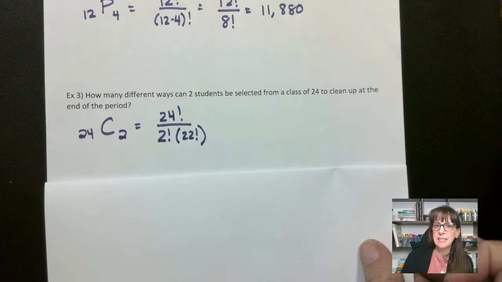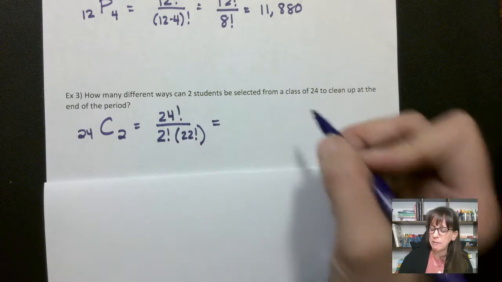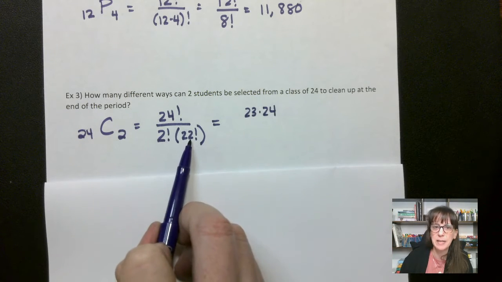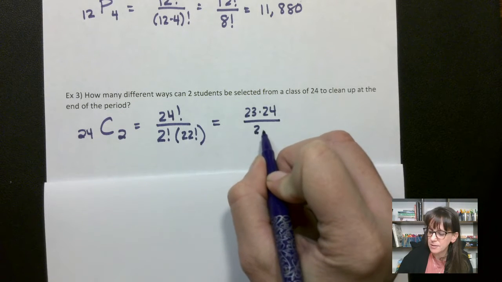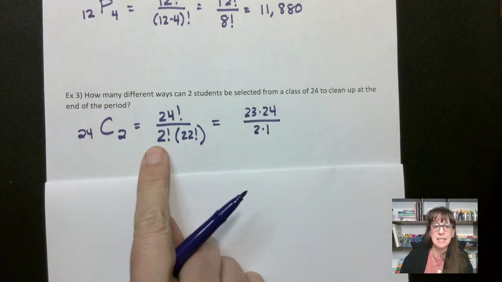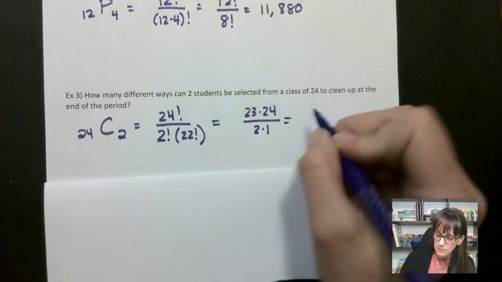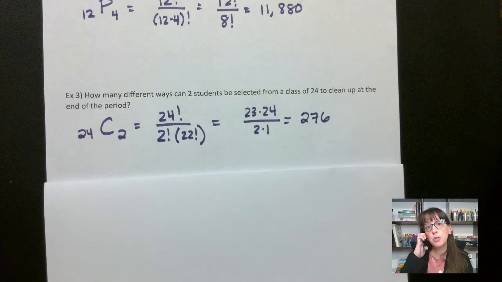And again, you can plug this into a calculator. 22 and 24, that means upstairs we're going to have 23 times 24, and then this would be canceled out with the rest of those 22s, over 2 times 1, because that's this thing right here. So if you plug all of that in, you end up with 276. So there are 276 ways to choose 2 students out of a group of 24.